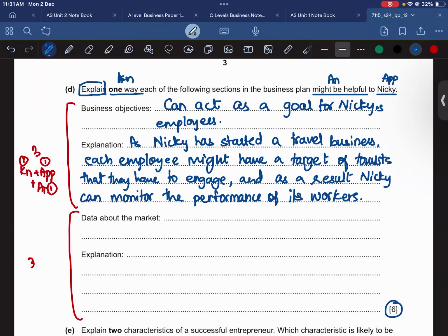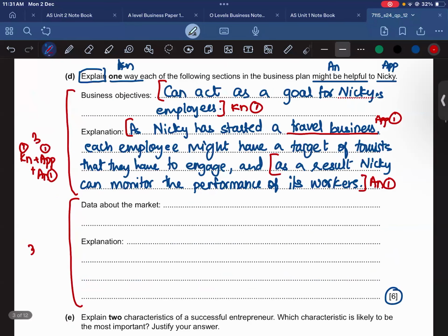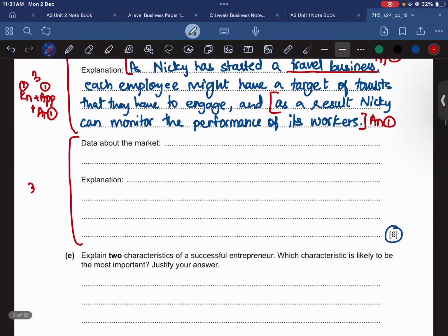All right. Now, over here, this is your knowledge. So you will get 1 mark here. As Nikki has started a travel business, is the application part, so you will get 1 mark here. And as a result, Nikki can monitor the performance of its workers. So this is the analytical part. So 1 mark will be here. So this is how you have developed a single point and given the knowledge, application, analysis of this particular point.